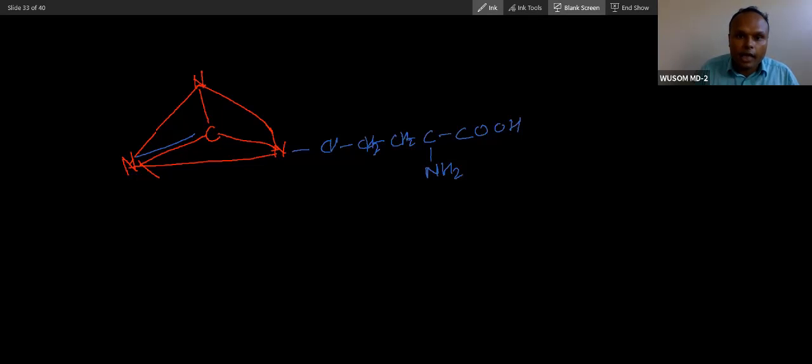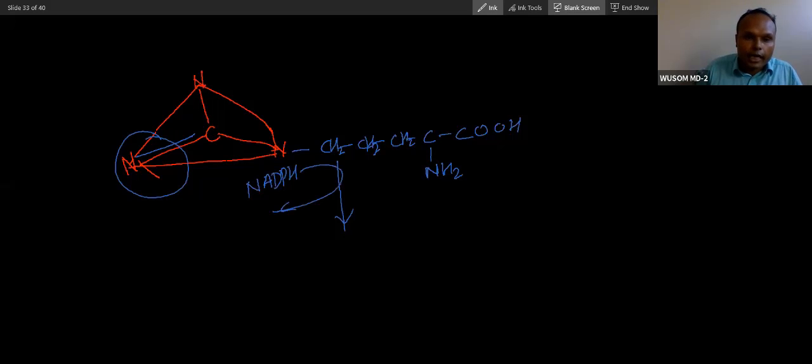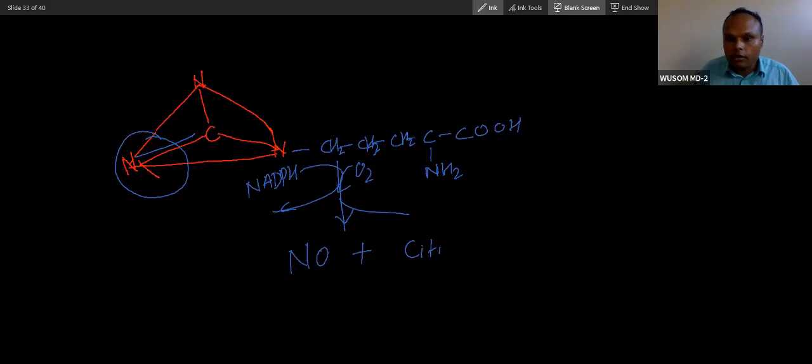Now what will happen in arginine? This is oxidized. One of the amino groups will be oxidized, and NADPH is required for oxidation. Oxygen and NADPH will oxidize this, and this will release nitric oxide. When you add an O group here, it becomes what? Citrulline. So nitric oxide plus citrulline.